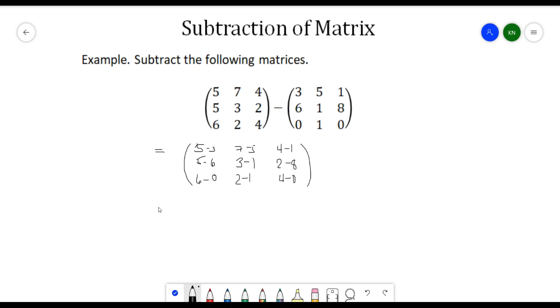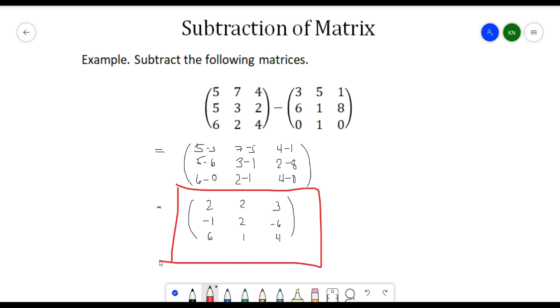And then again, simplifying the operation, we have 5 minus 3, that is 2. 7 minus 5, that is 2. 4 minus 1, that is 3. 5 minus 6, negative 1. 3 minus 1, 2. 2 minus 8, negative 6. 6 minus 0 is equal to 6. 2 minus 1 is 1. 4 minus 0 is 4. So meaning to say again, this is the difference of our matrices.